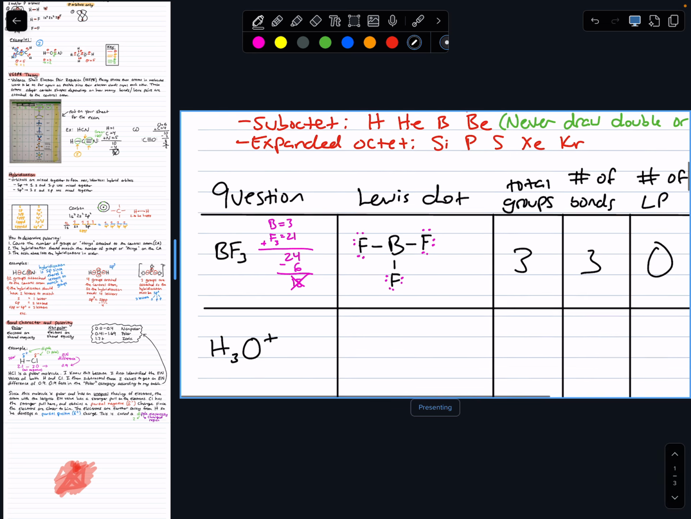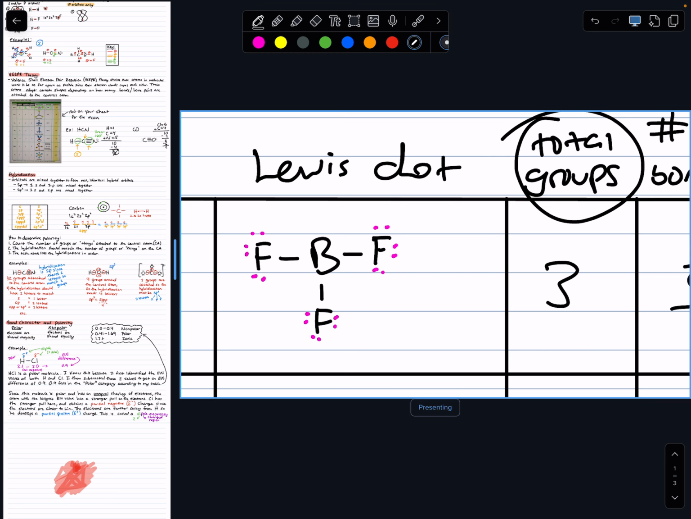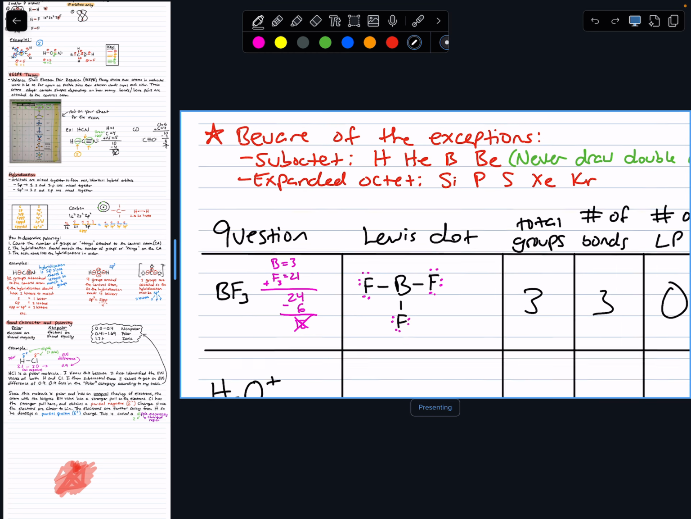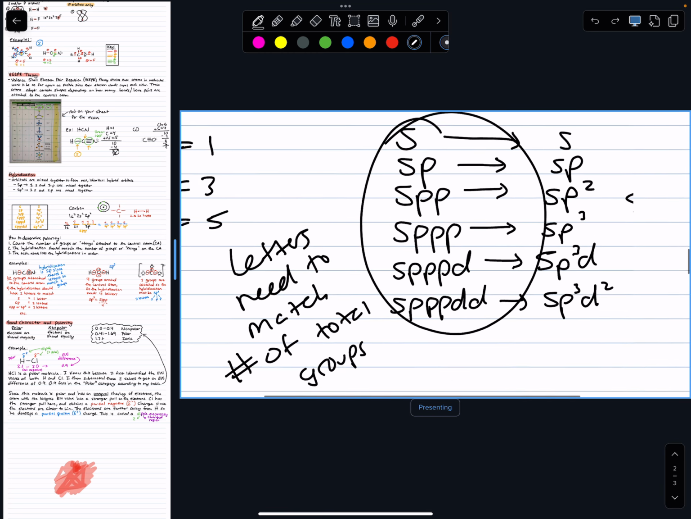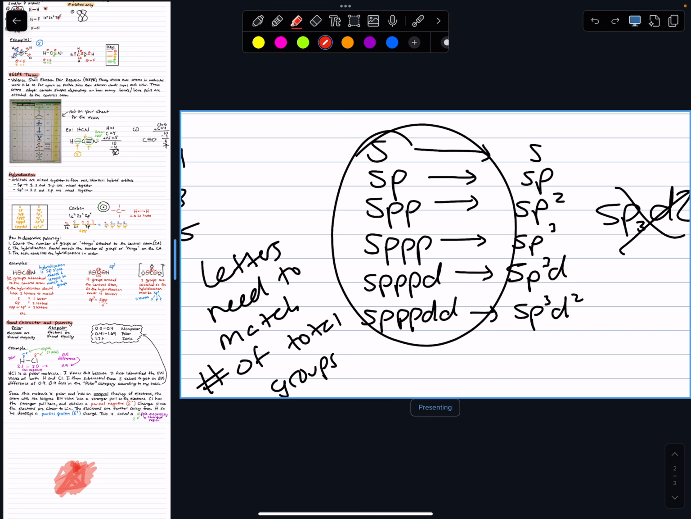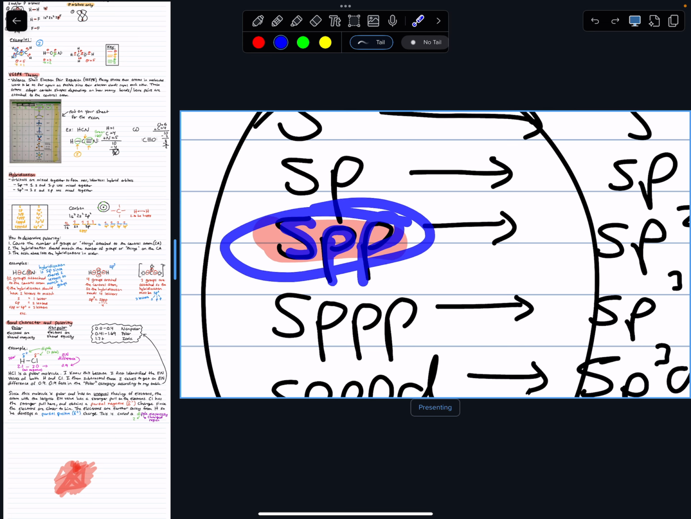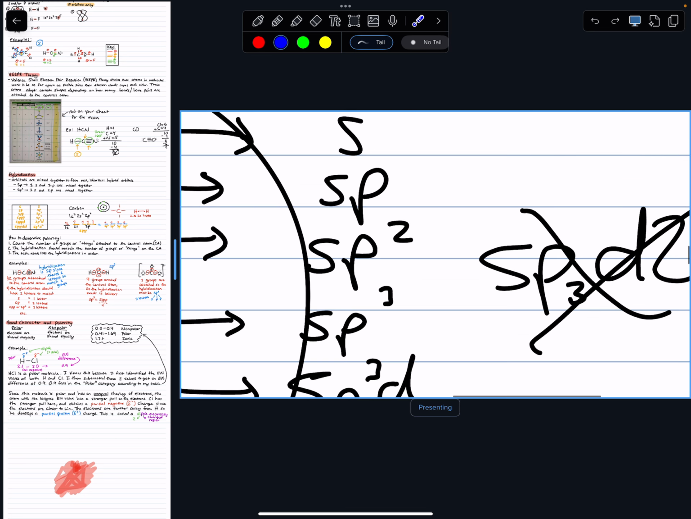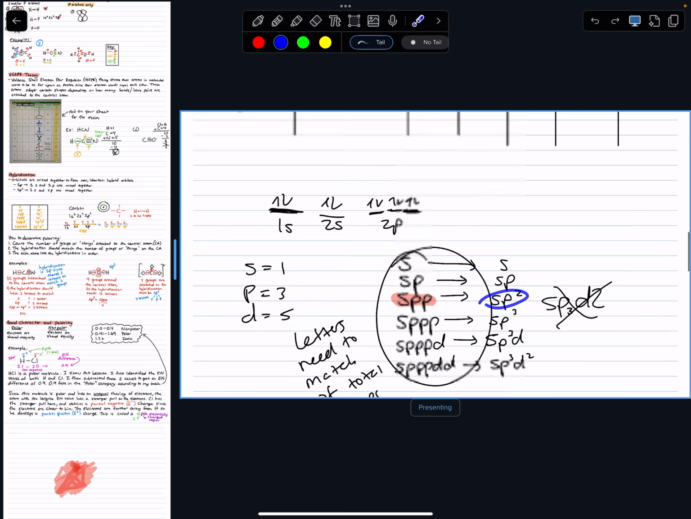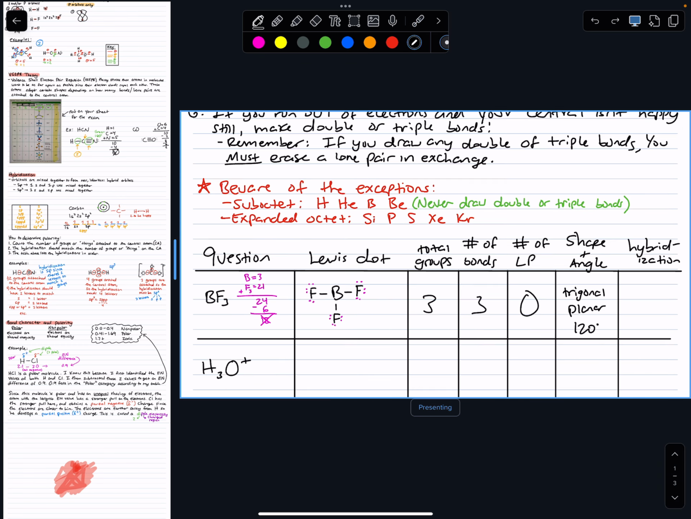So we're going back to our problem. Again, how many total groups do we have? 3. So how many letters should we have in our hybridization? 3. Which one has 3 letters? Do you see how that literally is 1 S and 2 P's, which is 3 total letters? So what hybridization is BF3? SP2, so SP2 goes in my box here. Does that make sense?